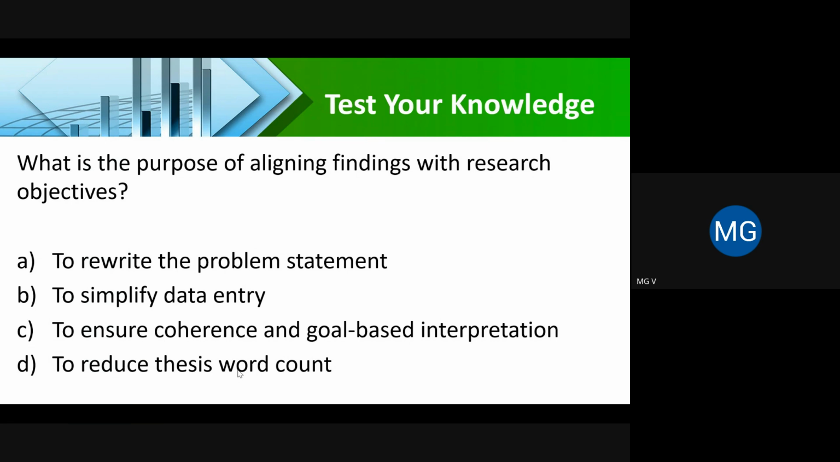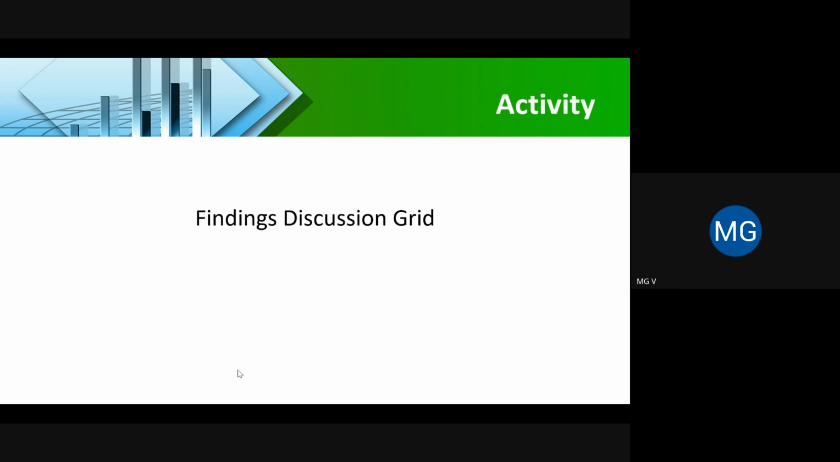What is the purpose of aligning findings with research objectives? To ensure coherence and goal-based interpretation. Okay.